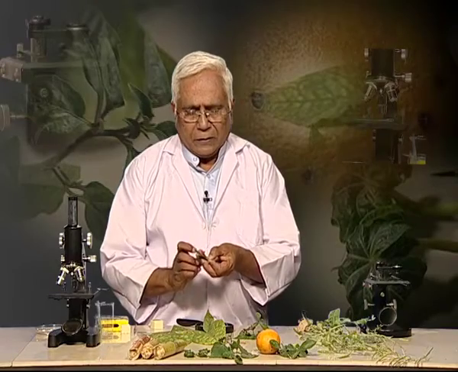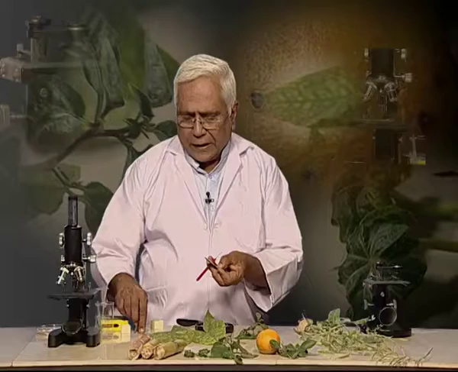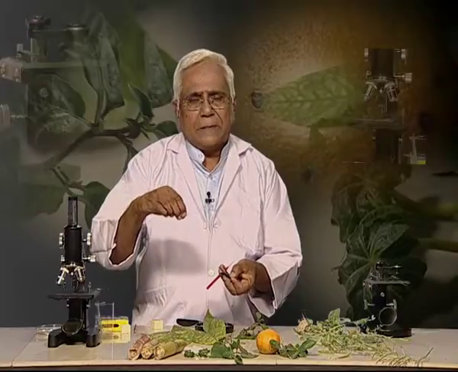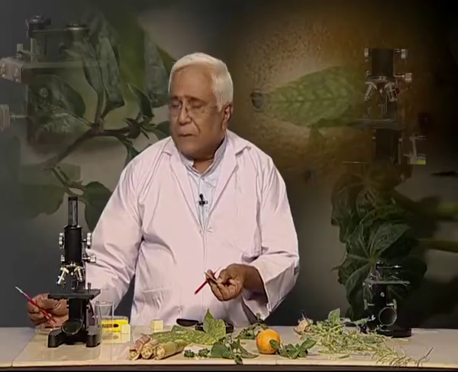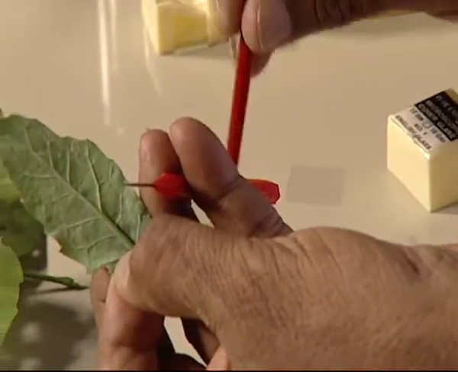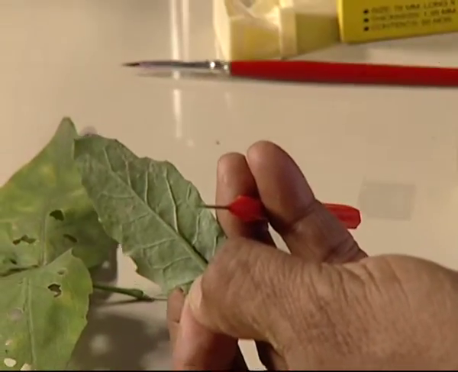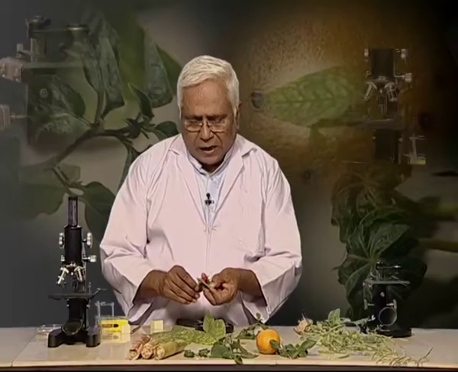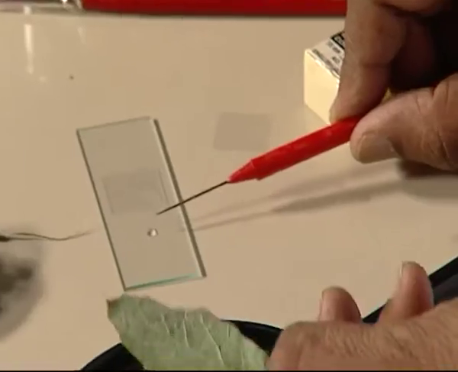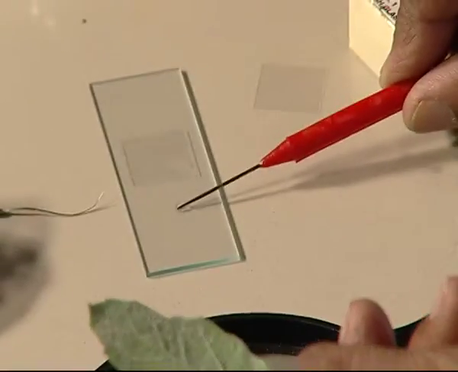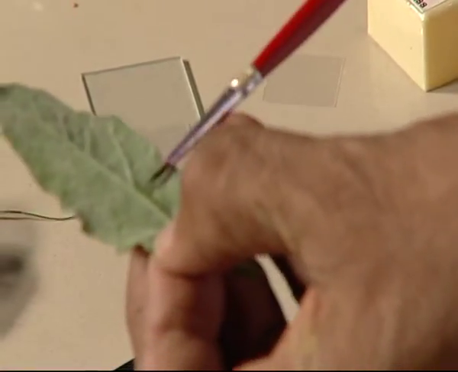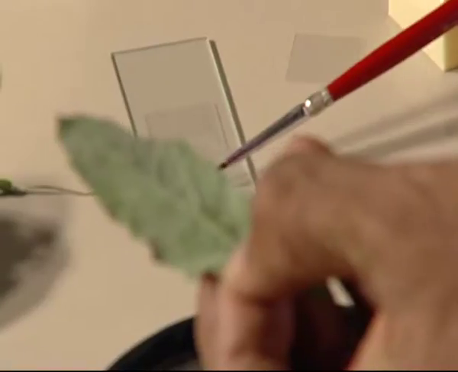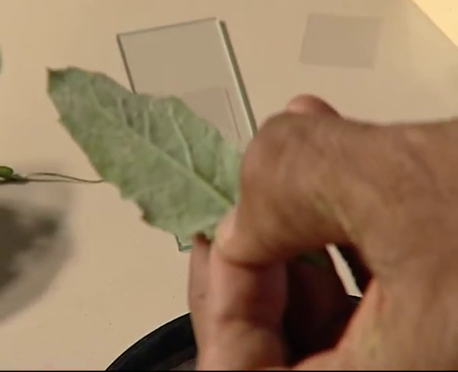Hold the needle in your hand, take a glass slide, and place a drop of water with the help of a dropper or a paintbrush. Transfer the contents of the scrapings onto the drop of water, either with the help of the needle or you can take the scrapings with the help of a paintbrush.